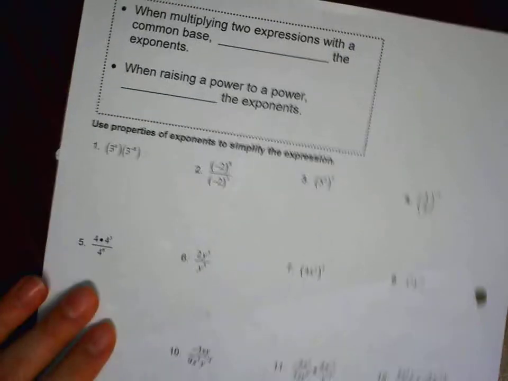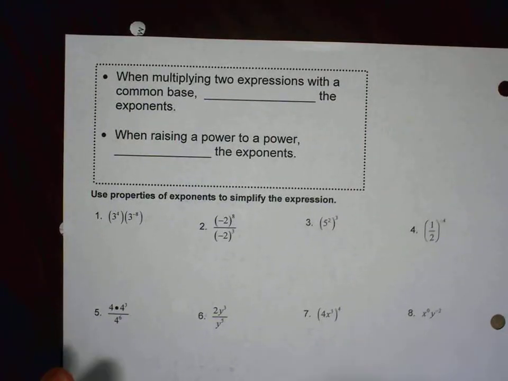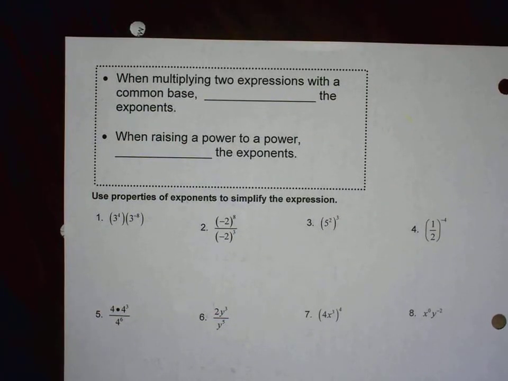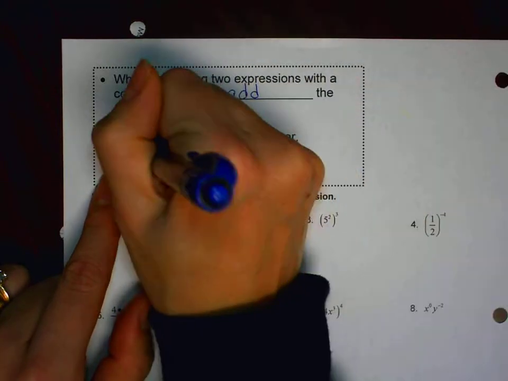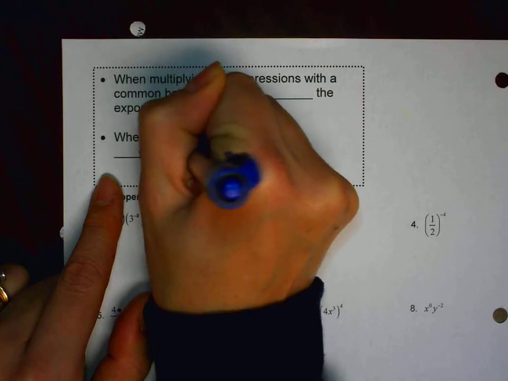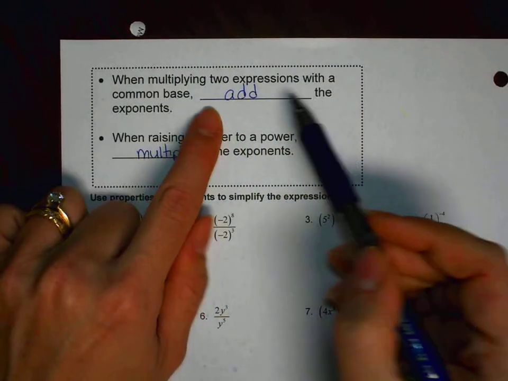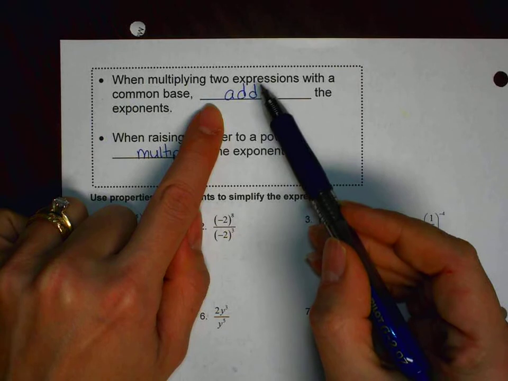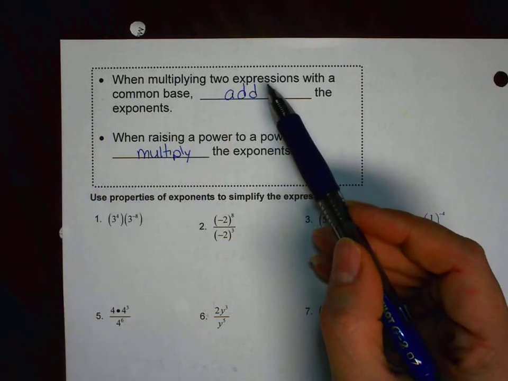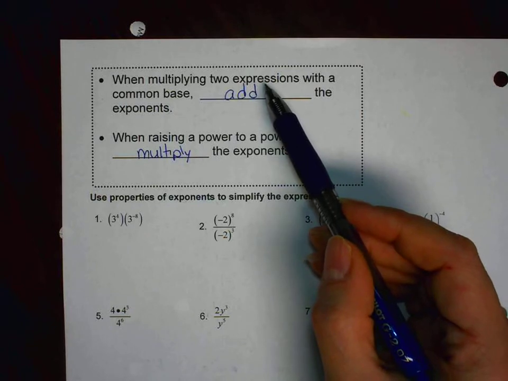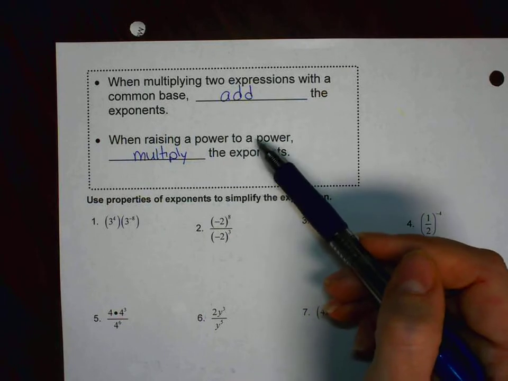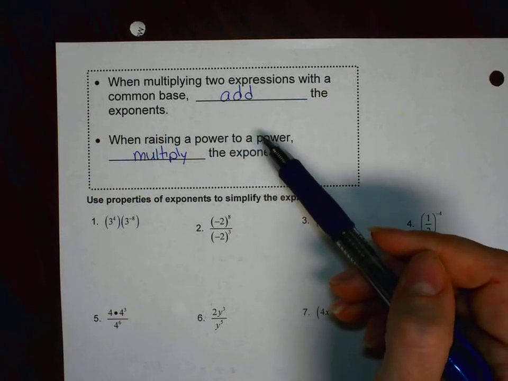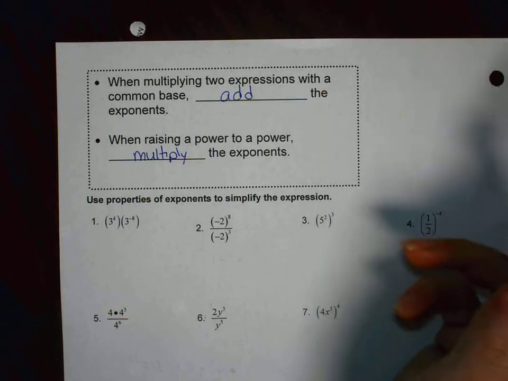All right, to sum this up, when you multiply 2 exponents with a common base, you add. When you raise a power to a power, you multiply. So the point is here, do not multiply the exponents when you're multiplying 2 expressions. Try to put that in your head that you're multiplying with the same base, but you're not multiplying the exponents. And same thing with power to a power. You're not raising the power to a power; you're multiplying the exponents.